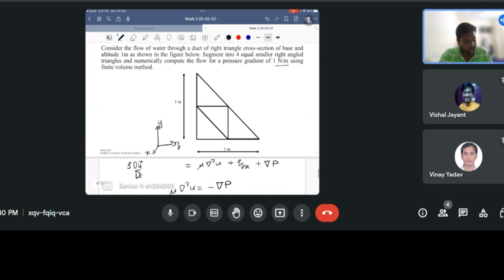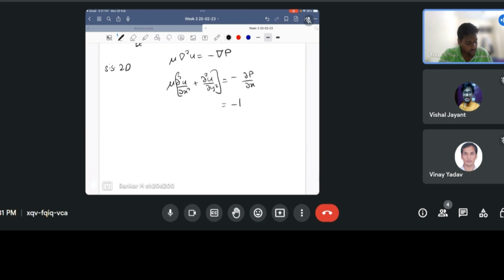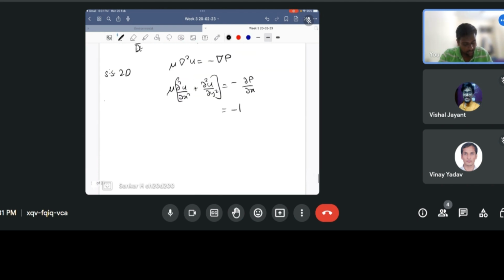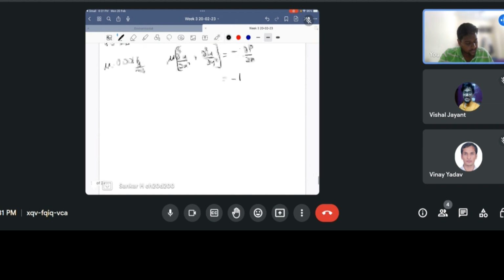Now it's given that the pressure gradient here is actually 1 Newton, and the fluid given here is water. So viscosity will be equal to 0.001 in SI units, kilogram per meter second. So on the left side it will be dou square u by dou x square plus dou square u by dou y square should be equal to minus 1000.